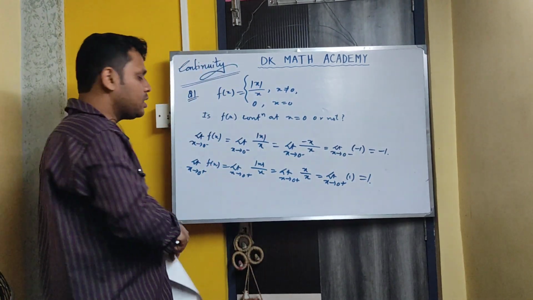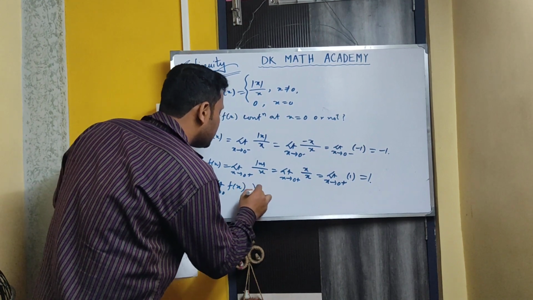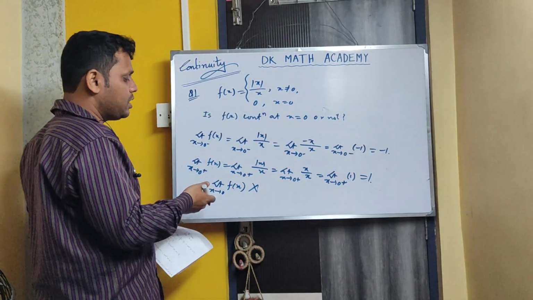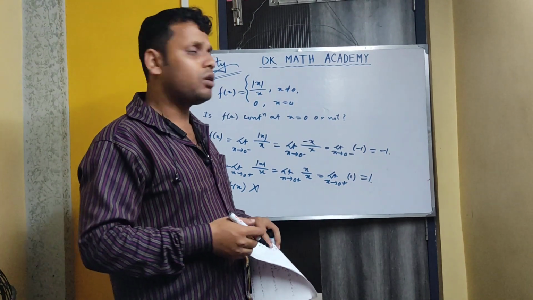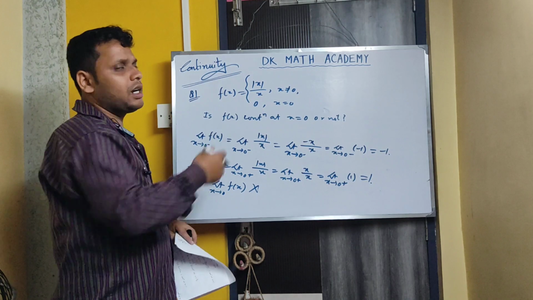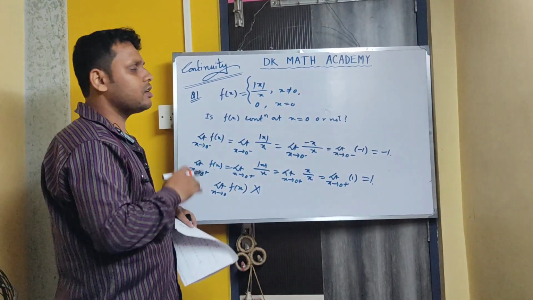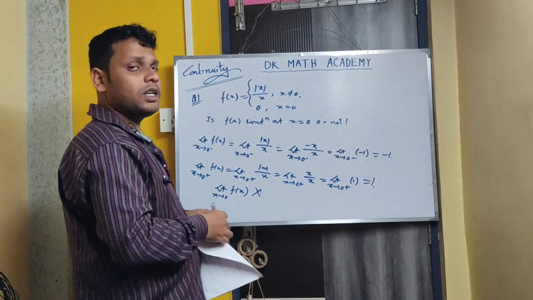So the limit as x tends to 0 of f(x) does not exist. The limit itself does not exist. So there is no question of continuity of this function at x equals 0. That means the function is not continuous at the point x equals 0. We see the next question.